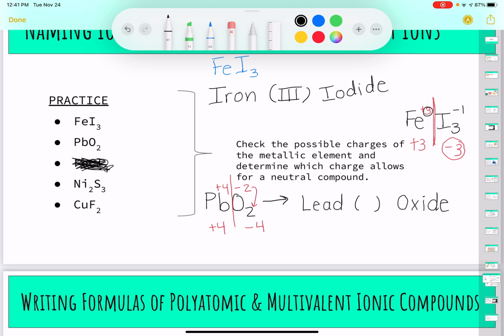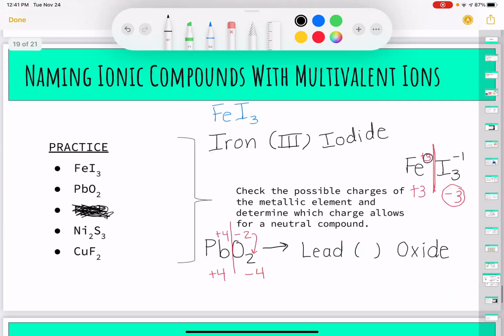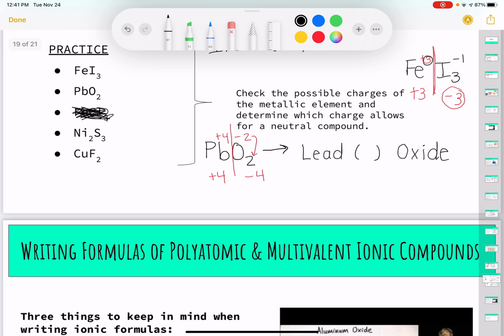How does that translate to Roman numerals? Well, the Roman numeral for 4 is IV. I like to put little lines. I don't know, that's what makes sense to me. However you would like to do it. So that's how you do that one.